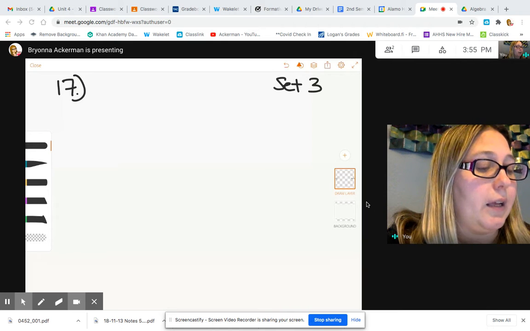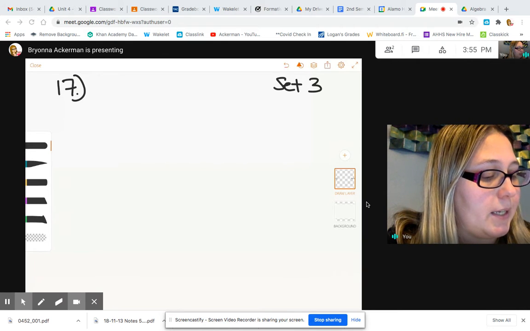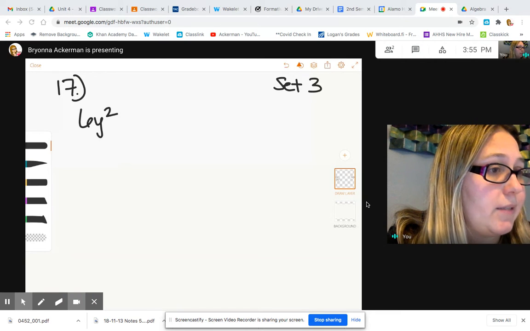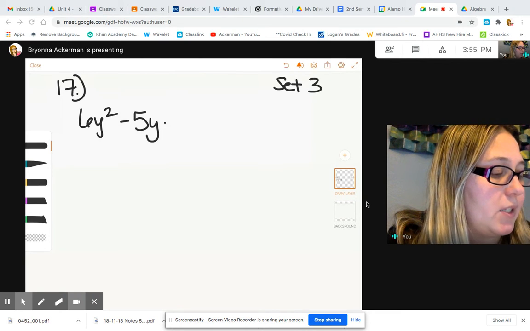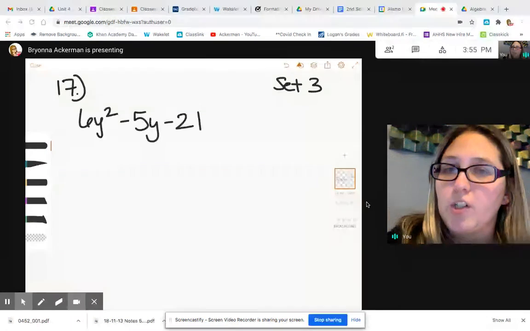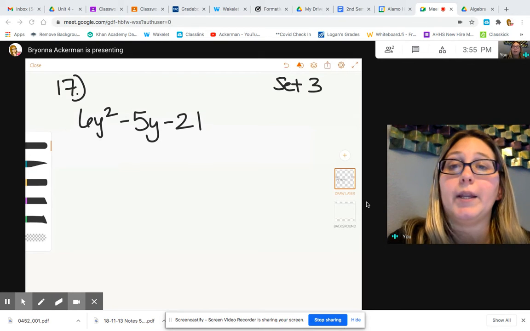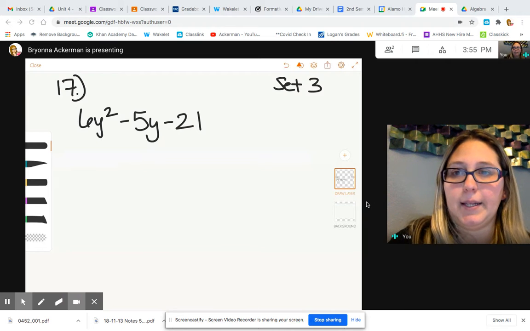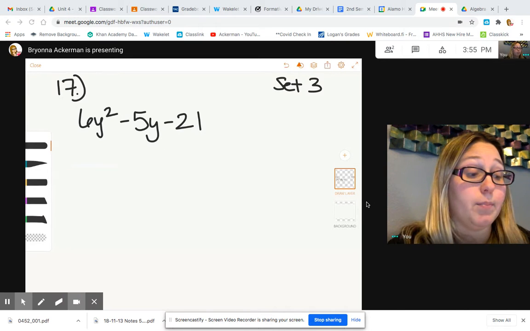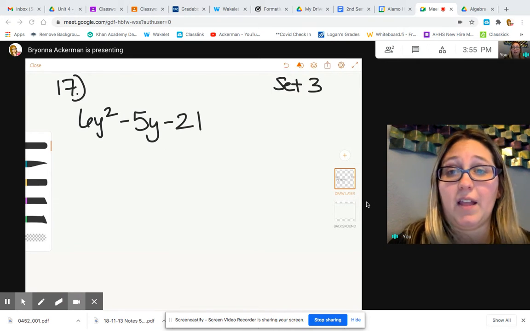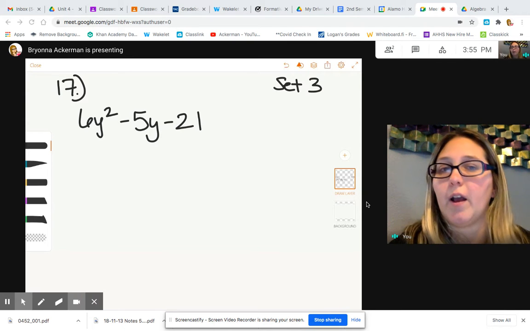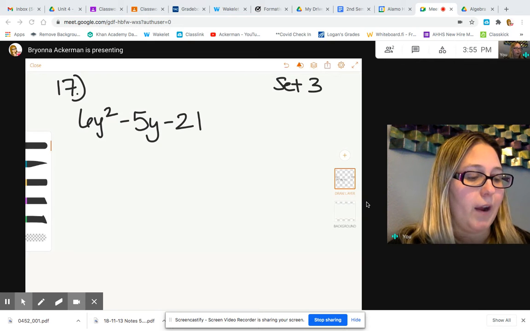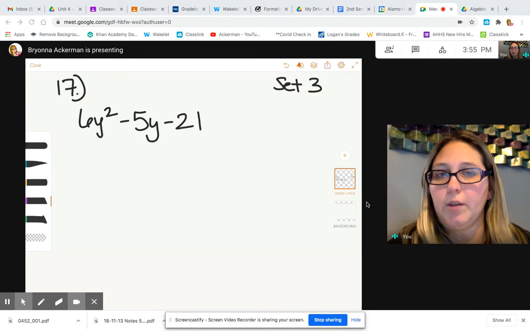In number 17, it says 6y squared minus 5y minus 21. The first question you want to ask yourself is, is there a greatest common factor? Is there a number that can go into A, B, and C? In this case there's not, because 6, -5, and -21 don't share one thing that goes into all three. So there's no greatest common factor. If there isn't one, you can skip to the next step.